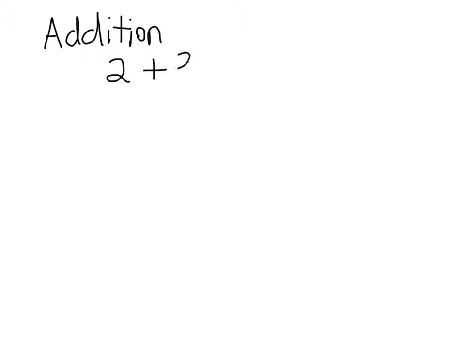Okay, let's review integers. We're going to start off with addition. Addition of integers. If you have 2 plus 3, 2 and 3 are both positive and you're combining those, you will get 5. We all know that.